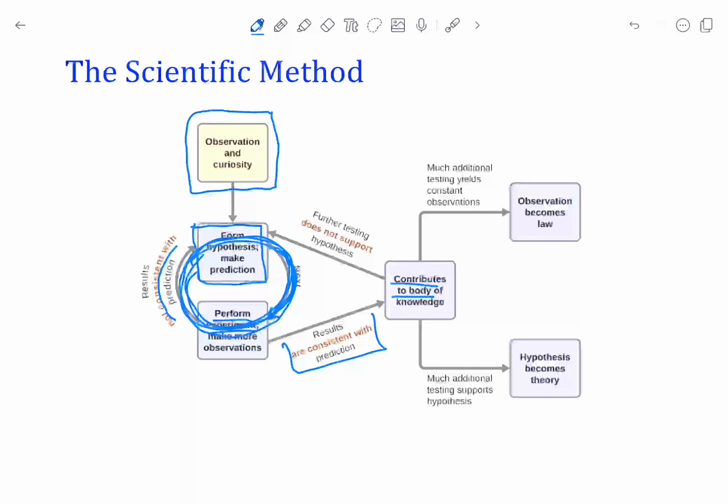So sometimes we see that after we contribute to the body of knowledge, we go back and we have to do further testing because another scientist found a way to disprove that hypothesis. So we may have to go backwards and do our loop again. But over time, we're going to continuously come back to our contributions to the body of knowledge, and then that information either becomes a law or a theory of science.